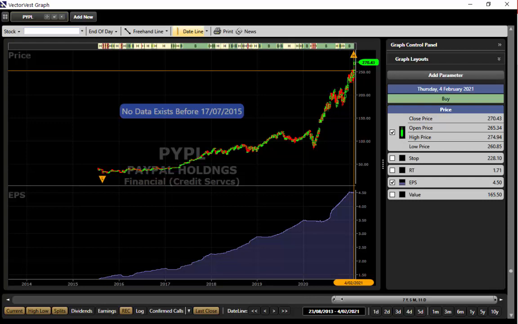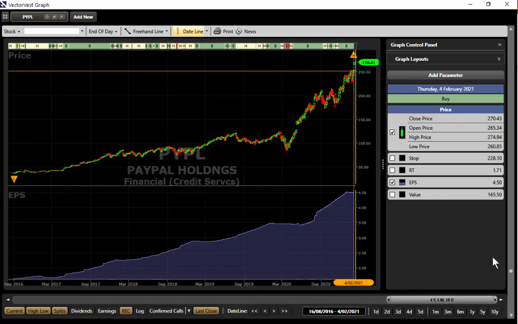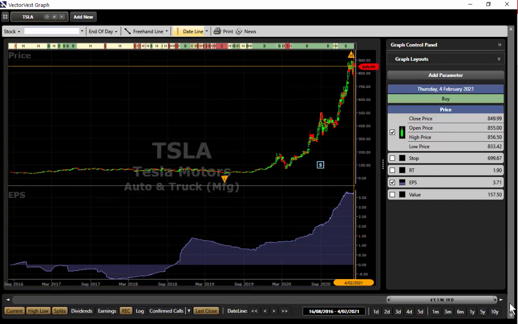PayPal, what do we got here? We've got no earnings prior to that, so if I zoom it in just a tad, we've got about 5 years, so that's okay. Wow, look at the earnings in PayPal.